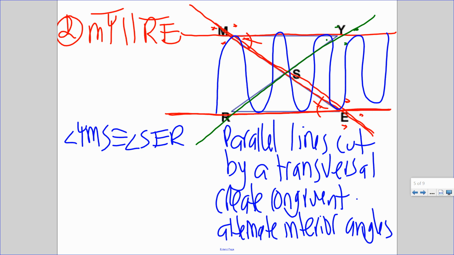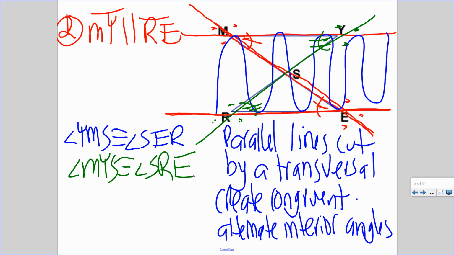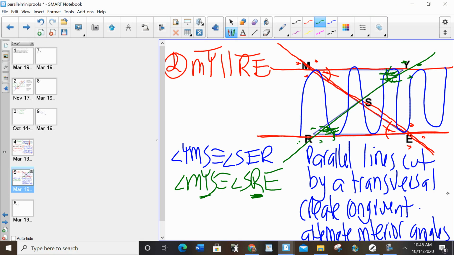1, 2, 3, 4, 5, 6, 7, 8. Which of these 4 is an angle of a triangle? That one. Which of these 4 is an angle of a triangle? That one. So that's angle MYS and angle SRE. And the order of the letters doesn't matter except for the middle letter. R and Y are congruent. And then M and E are congruent. And again, for both pairs, they're both in, so they're congruent alternate interior angles.